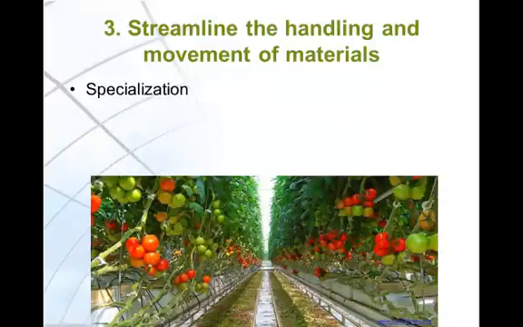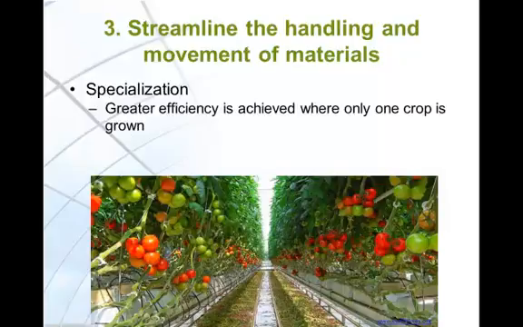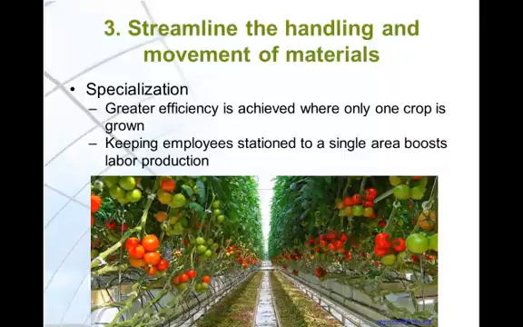Let's talk about crop specialization. In the picture below, we see a greenhouse dedicated to tomatoes. Greater efficiency is achieved where only one crop is grown. Keeping employees stationed to a single area boosts labor production. Where only one crop is grown, plants are easier to maintain with less special treatment. This allows for the greenhouse climate and watering to be uniform.